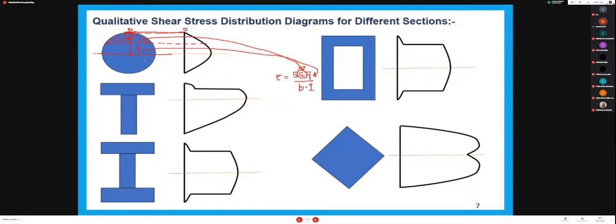B is the width of that section. So at that particular section, the width is this. This B value is put here, and I is the moment of inertia of the whole section. It is considered as pi by 64 d raised to 4. This value is put here. So in that way, you have to put in all these values and find the shear stress intensity at that section, tau.